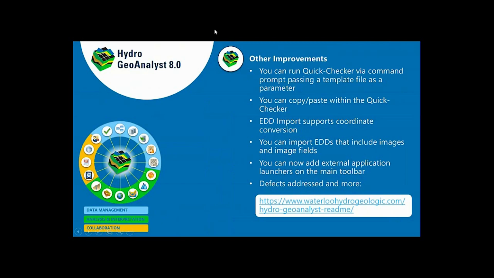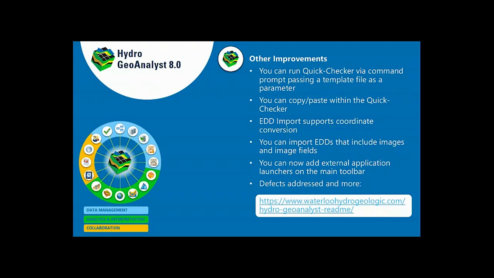So a list of other improvements that we've added to HGA 8.0. In terms of the quick checker, you can run the quick checker now via command prompt. So if you go to Explorer and then open up a command prompt to where the quick checker executable is sitting, you can create a batch file then that would run the quick checker against various EDDs. So that way, if you're using multiple templates and you want to create a batch file for that, you can automate the process and run through that a little bit quicker.